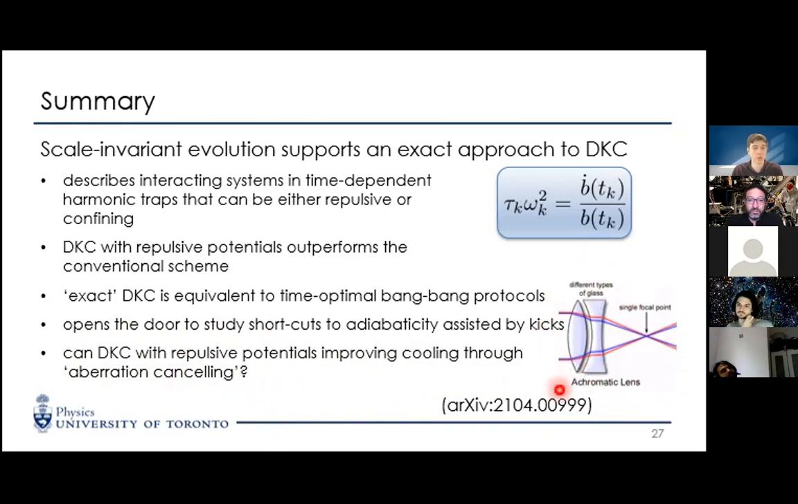Here I'm showing you an achromatic lens, which is a composite lens comprised of two different lenses, where the index of refraction for the two lenses balances between these two wavelengths, the red and the blue. And so despite that they are picking up different phases in each lens, they focus to the same point. And we have some hope that we can do similar aberration canceling with multiple Deltakicks. So with that, I'll finish and welcome any questions.